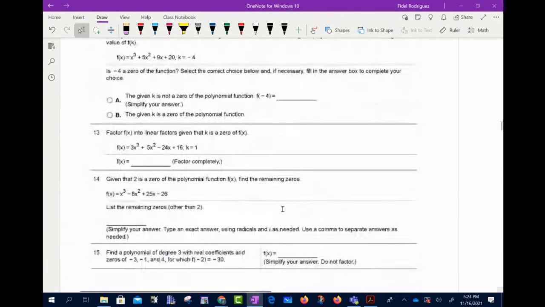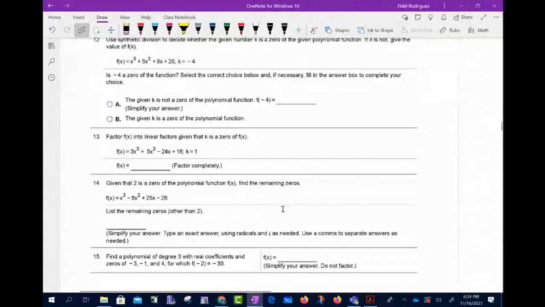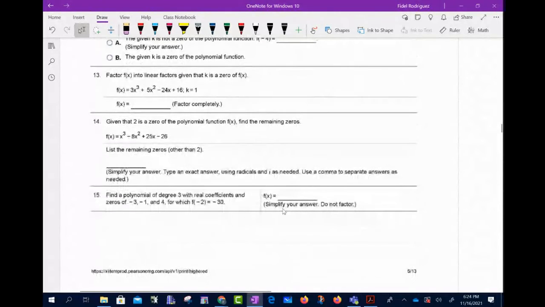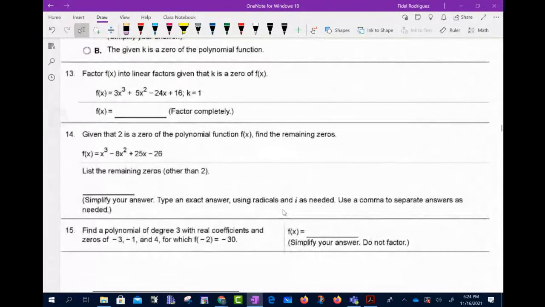All right, let me scroll a little bit more. Which one? 13. Let's go over 13, definitely. Okay, so 13 says, let's factor f of x into what we call linear factors, given that k is a 0 of f of x. Okay, so y'all, we're going to do this problem just like the way we did number 9. First thing I'm going to do is look at my polynomial here. I'm going to use synthetic division.